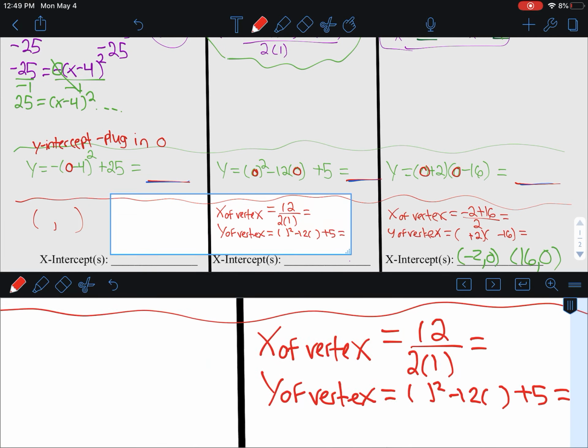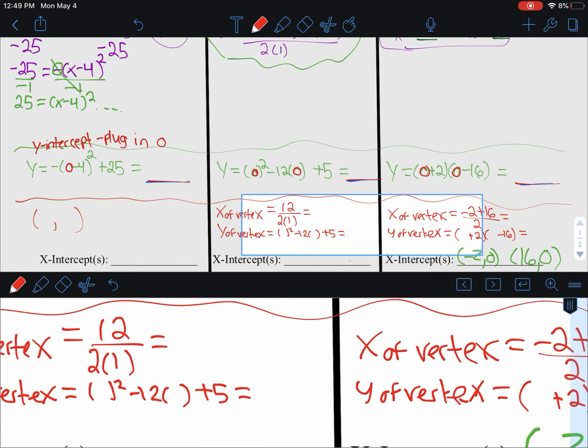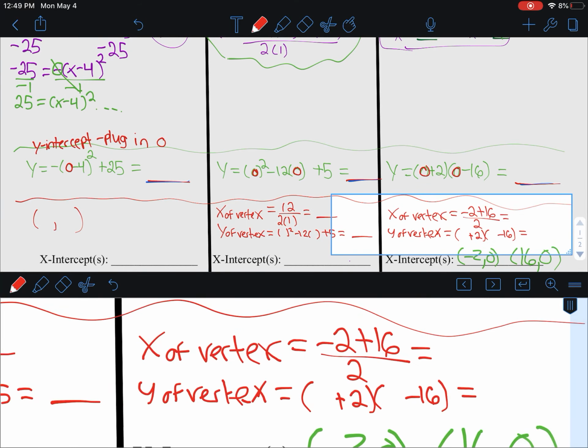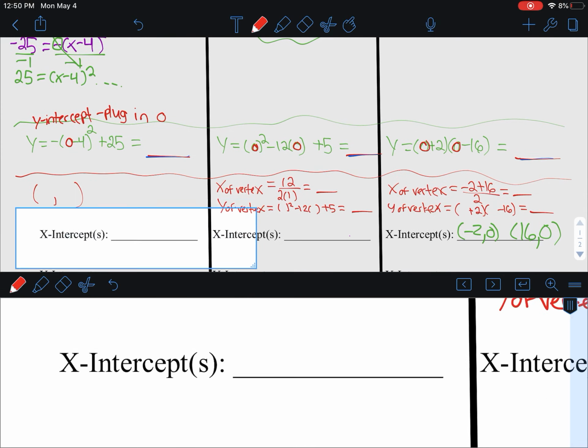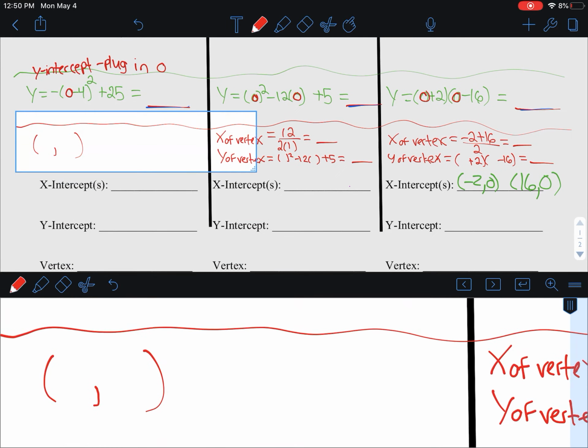Vertex, again, I already had it written down here, so if you need to pause and look real quick. I didn't give you the answers because I expect you to do those calculations. You can just read it whenever it's in vertex form. So just make sure you do that.